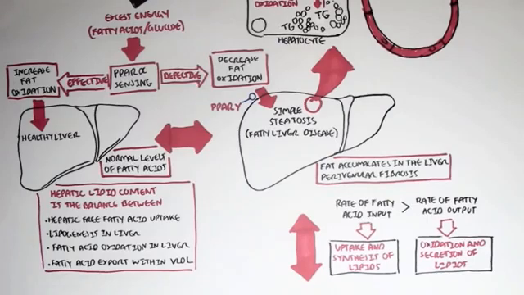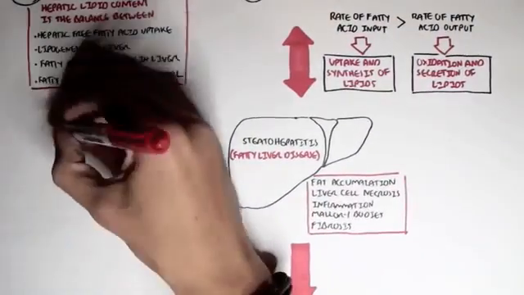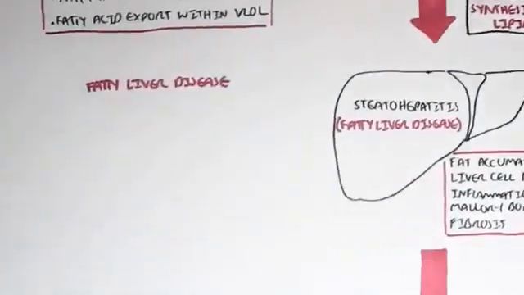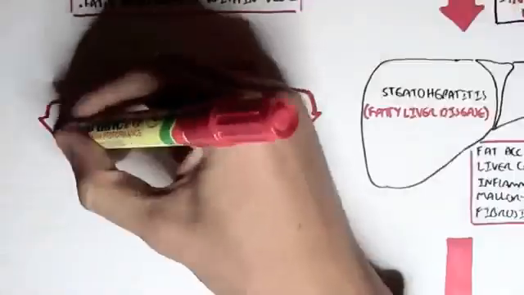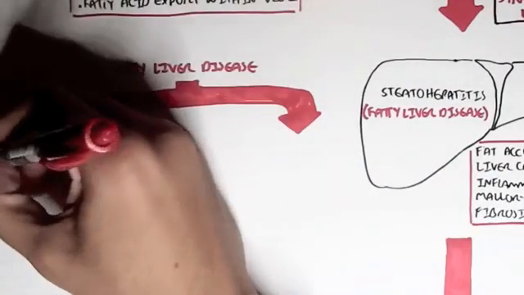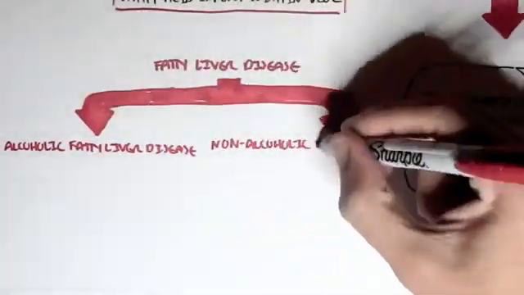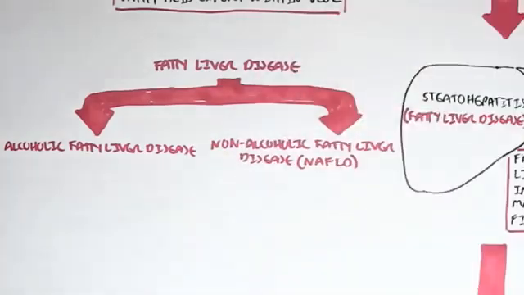Okay, so we know steatosis is essentially when we have accumulation of fat within the liver. Now, this obviously can lead to steatohepatitis when we have inflammation and the accumulation of fat. And both these states are actually fatty liver diseases because we have a lot of fat in the liver and it's a disease. But there are actually two types of fatty liver diseases. We have the alcoholic fatty liver disease and we have the non-alcoholic fatty liver disease, abbreviated NAFLD.